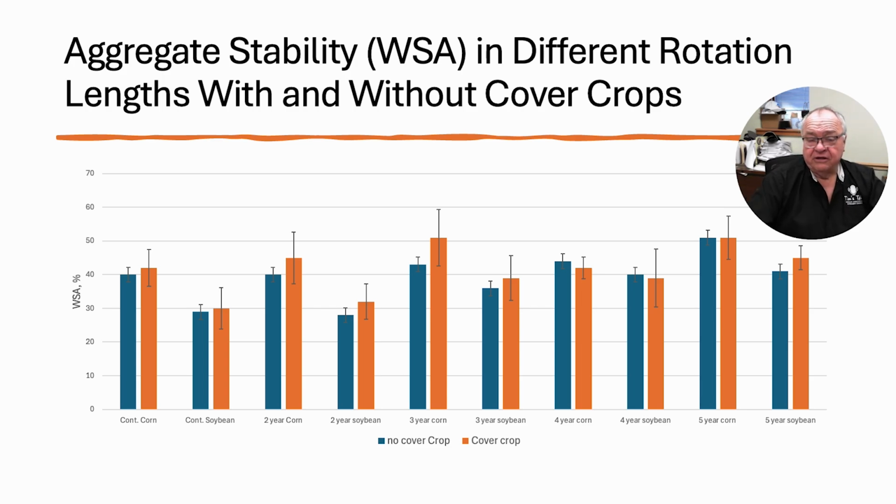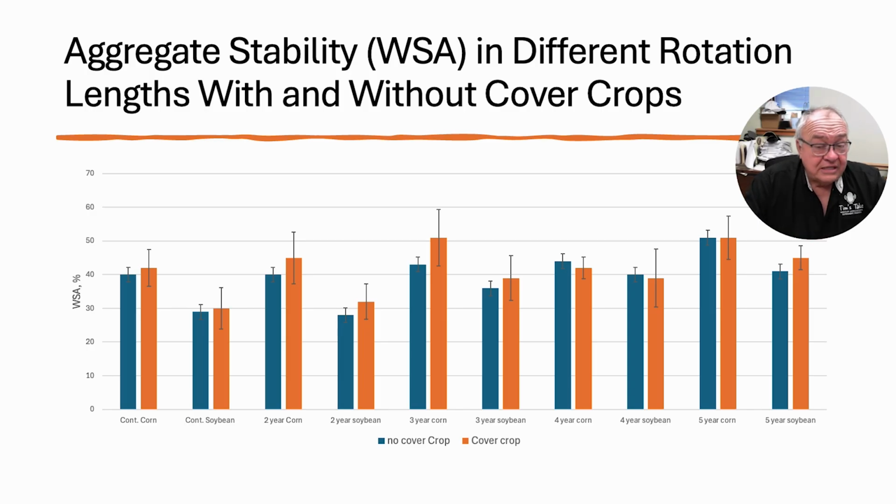Now let's compare with a 3-year rotation where we added wheat into the rotation. Now we see both corn and soybeans having greater aggregate stability, which tells us what we saw at Sanborn Field in the long run. And the cover crop is still a little bit higher, even in our 3-year rotation including the wheat. But if we compare the cover crop in the 2-year to the non-cover crop in the 3-year, we still see that having the wheat, that little bit longer period into the summer, makes a big difference in our soil health.